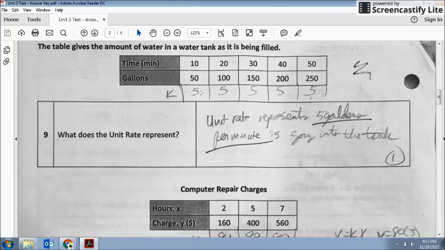So we know it's proportional. We know that it's going to be y equals 5x. Well, what exactly does the 5 mean? I said here that the unit rate represents 5 gallons per minute. So for every minute the tank is being filled, it gets 5 gallons of water. And that was worth 2 points. That was one question, so that was worth 2.